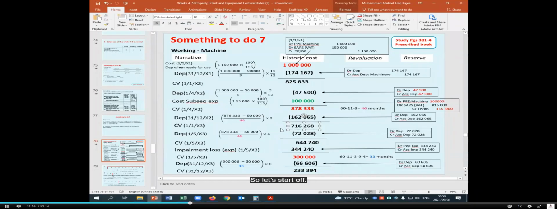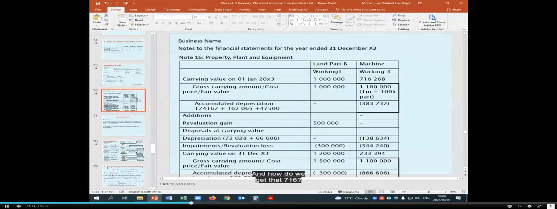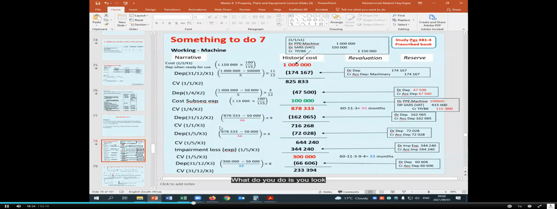So let's start off. Firstly, we need a carrying value of 716. Right. How do we get that 716? It's your gross less your accumulated depreciation. How do I get this gross amount? What you do is you look at any times you actually debited the property, plant, and equipment account. So let's look at the history.